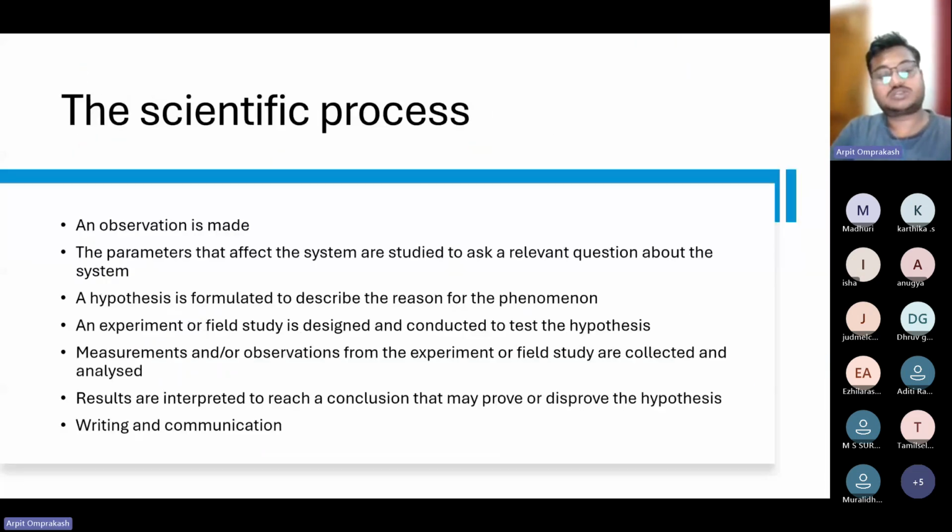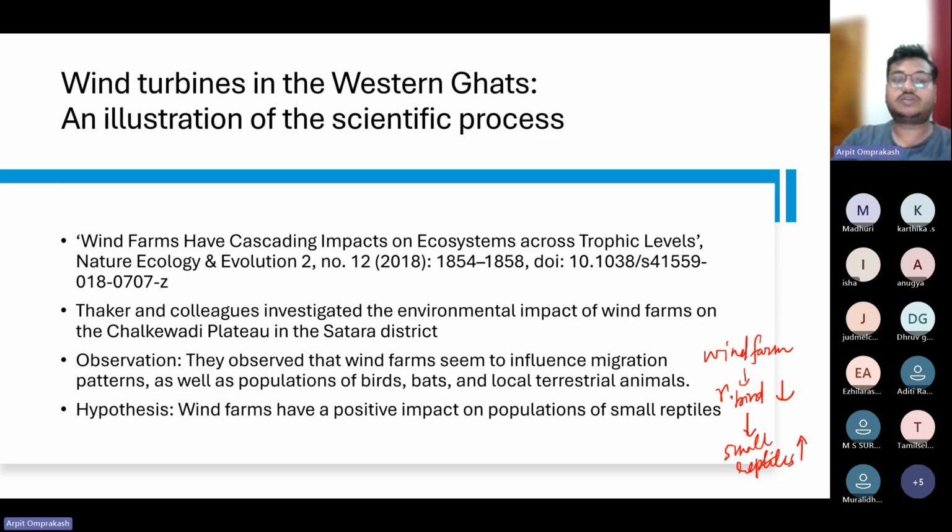So the scientific process is basically, we have an observation, then we have a question that we are asking, a hypothesis that we form, then we design an experiment, take some measurements, and we interpret the results to get at a conclusion. So here what they did is they observed that these wind farms are affecting populations of birds.